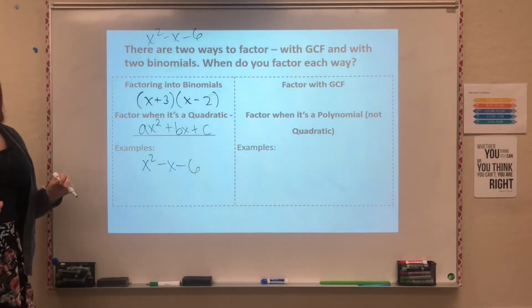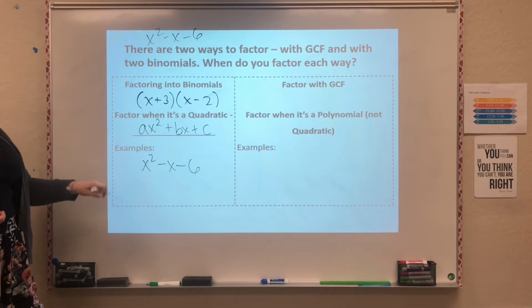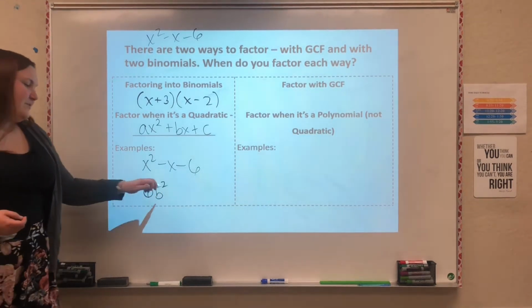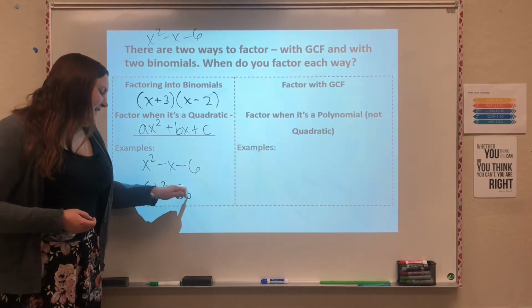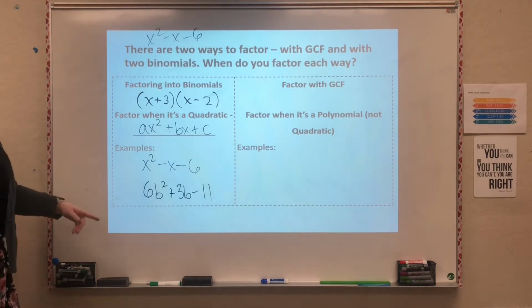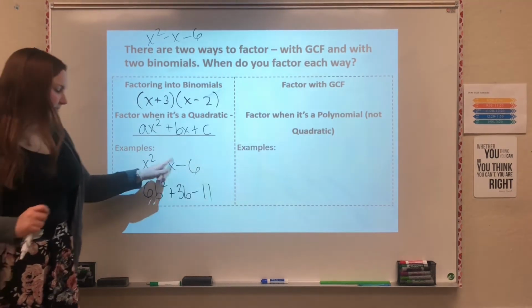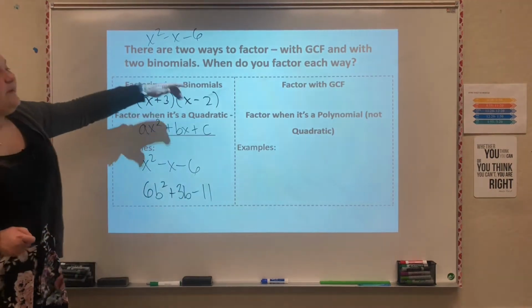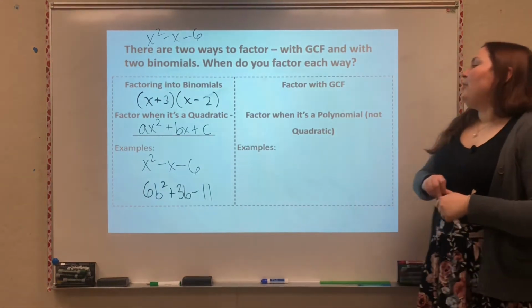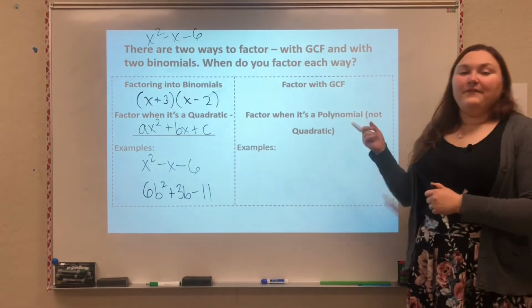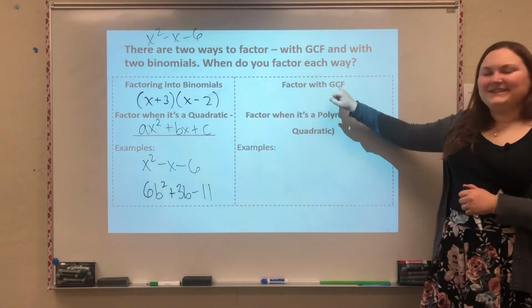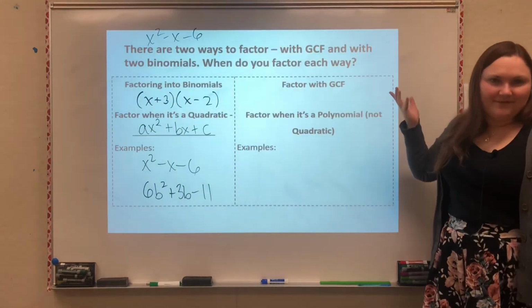Some of the examples we'll be looking at next week also have numbers in front of them. So something maybe like 6b squared plus 3b minus 11 could be another quadratic. But anything in that form where you've got your variable squared, variable, number. We factor with greatest common factor pretty much for everything else. With greatest common factor, it's going to be if you have a polynomial that is not a quadratic, and that polynomial is going to have something in common, hence greatest common factor.